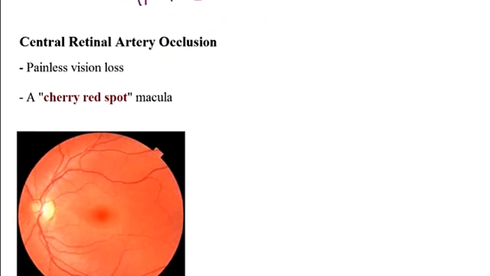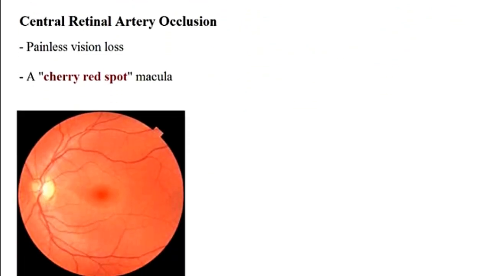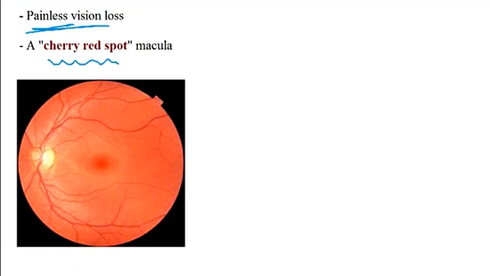The next condition is central retinal artery occlusion, which also presents with a painless vision loss, and an important characteristic feature of central retinal artery occlusion is a cherry red macula. So here is an image, a fundus photo of the left eye. On the left side we have the optic nerve, and then we have the vessels that are coming out of the optic nerve. At the center we have the macula, which has a high concentration of the neurosensory cells required for high visual acuity.